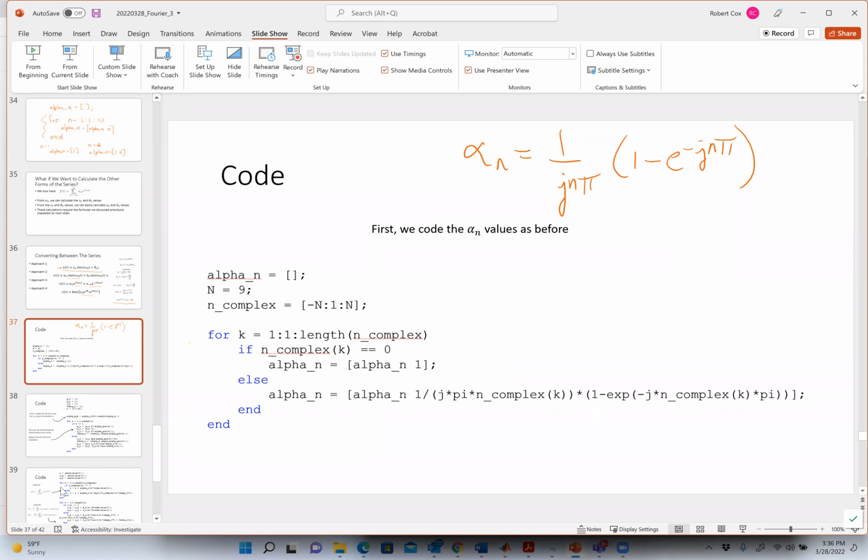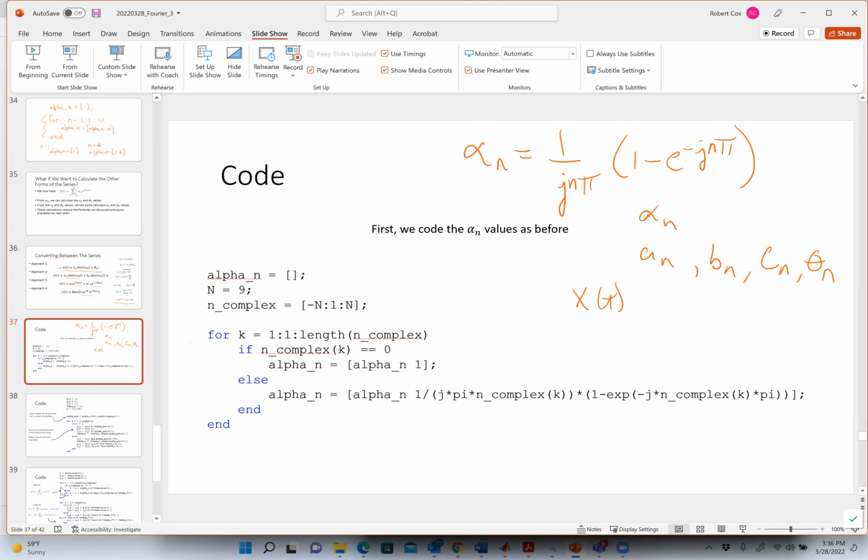And I said, all right, well, what I want to get from you is not just the alpha n values, but I want to get the a n, I want to get the b n, the c n, and the theta n. And then I want you to plot all three versions of those. So in other words, when I say plot, I want you to show me x of t from the complex, x of t from the sine cosine, x of t from the shifted cosine. So basically, I have to go through the whole process again.